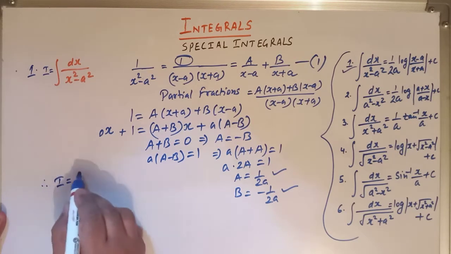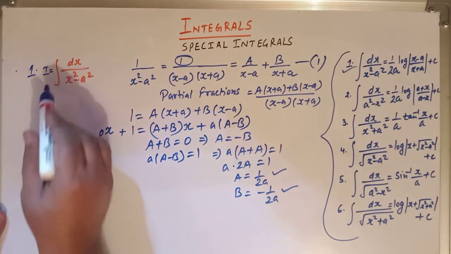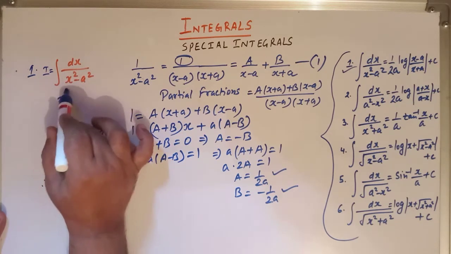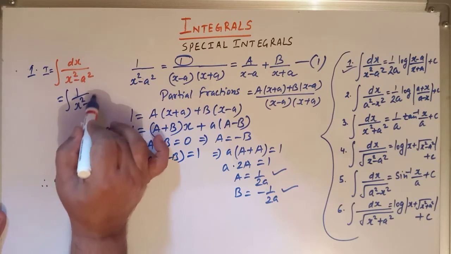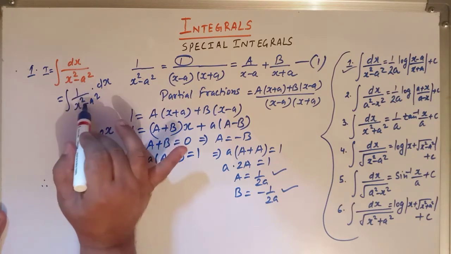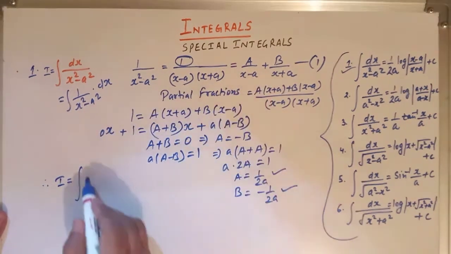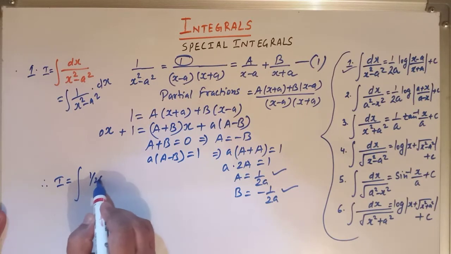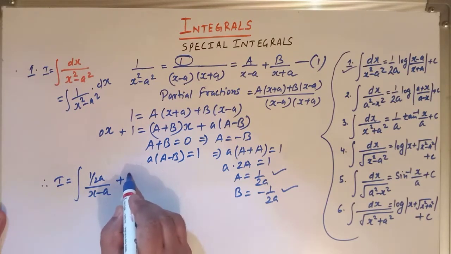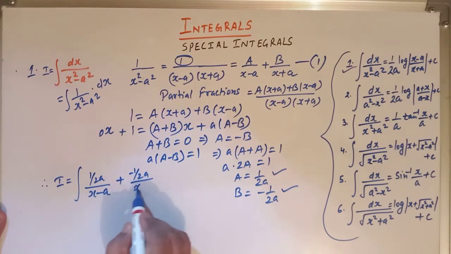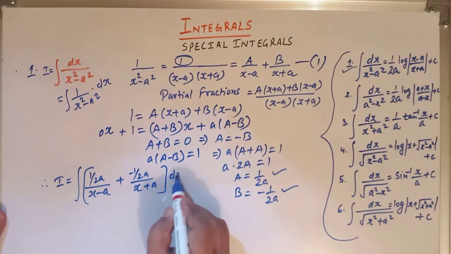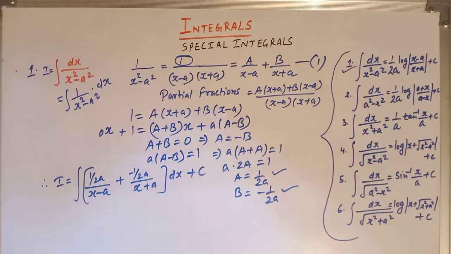I becomes the integral of 1 over x square minus a square times dx. So 1 over x square minus a square can be written like this: A is 1 over 2a divided by x minus a, minus 1 over 2a divided by x plus a, and this is dx plus c. Clear?